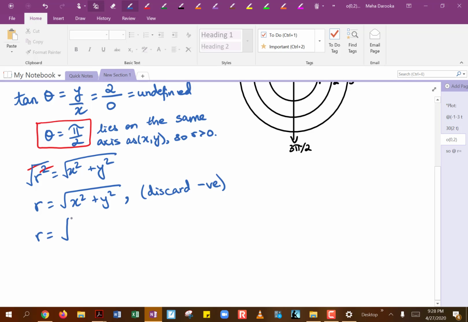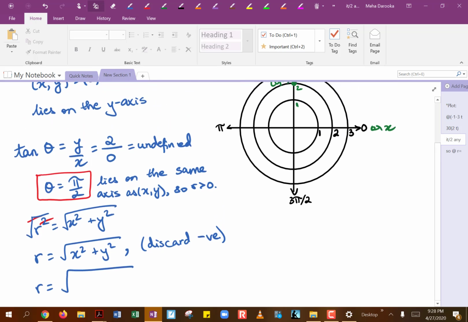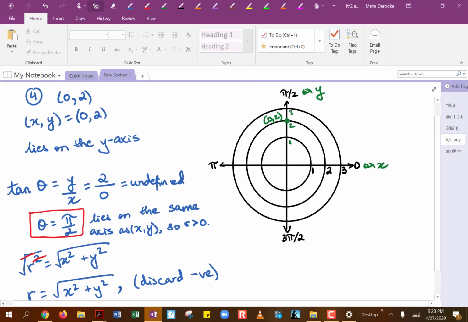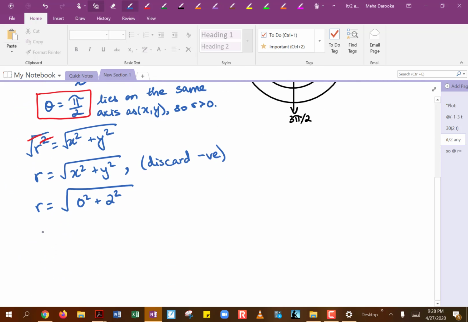So again, our x squared is going to be 0 squared. Our y squared is going to be 2 squared. So 0 squared plus 2 squared under a square root will end up giving us square root of 4. And of course, square root of 4 will end up giving us the r value of 2. So once you have your r and theta, of course, we can go ahead and get our polar coordinates.